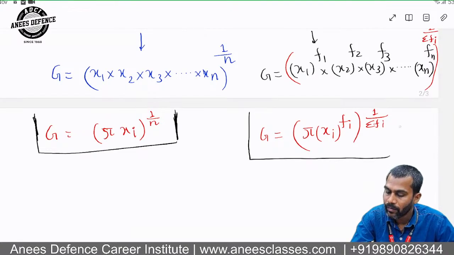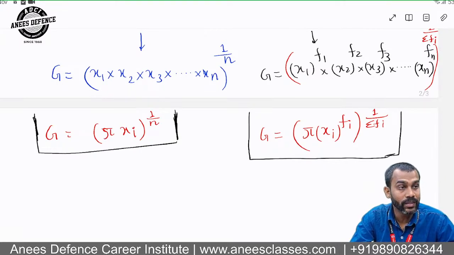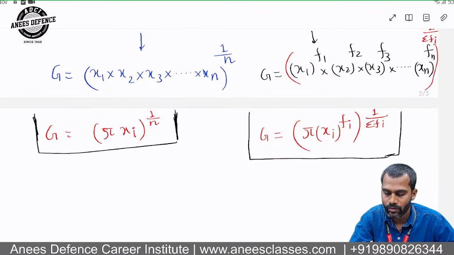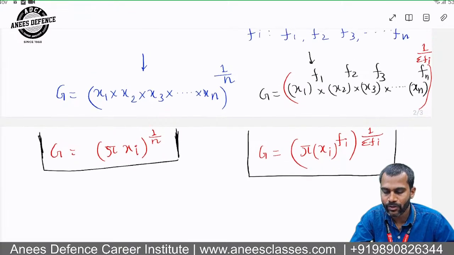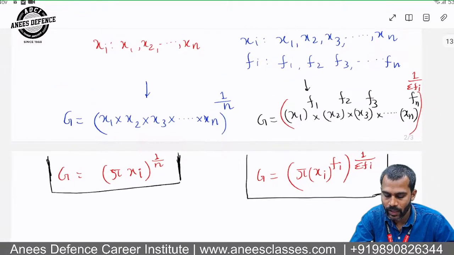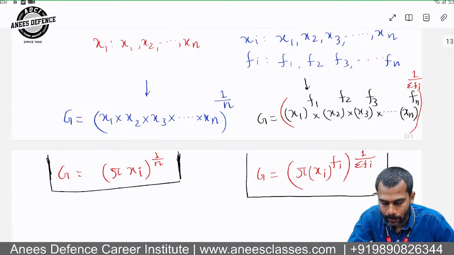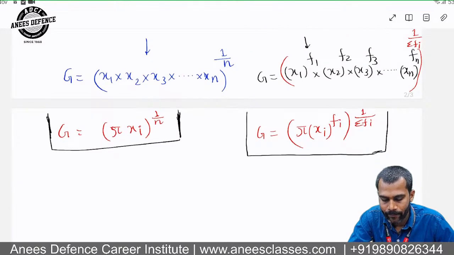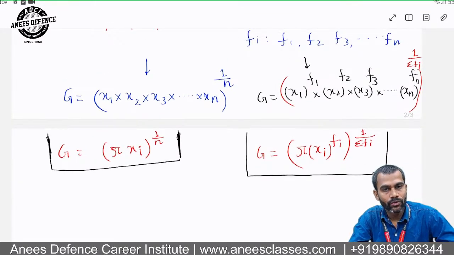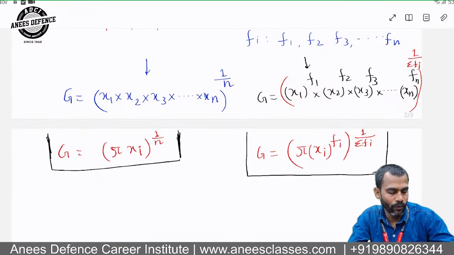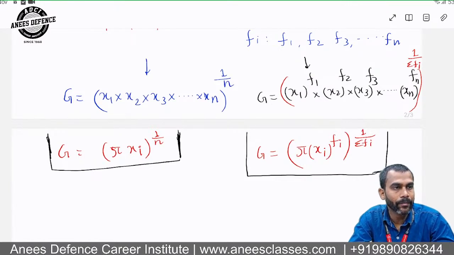So pi is used for finding the product of discrete values. Yes or no? I hope it is clear, everyone. Please note it down. So shall we take some examples? These are the only two formulae that we have in GM.